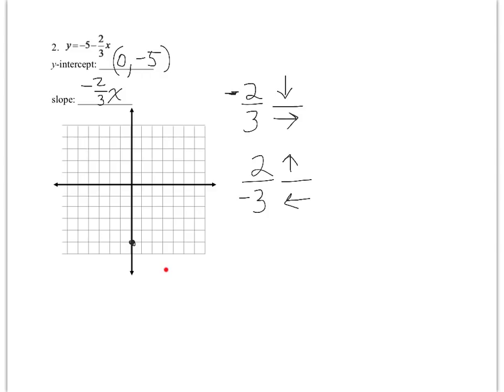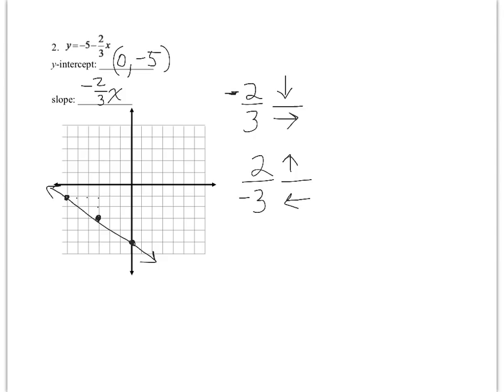So the opposite of going down and to the right is to go up and to the left. So I'm going to go up 1, 2, to the left 1, 2, 3, and there's where my next point goes. And then I'm going to do it again. I'm going to go up 2, 1, 2, and to the left 3, 1, 2, 3. And in this case, for this graph, only 3 points actually will fit on my graph. And so there's your line. You're going to draw the line.